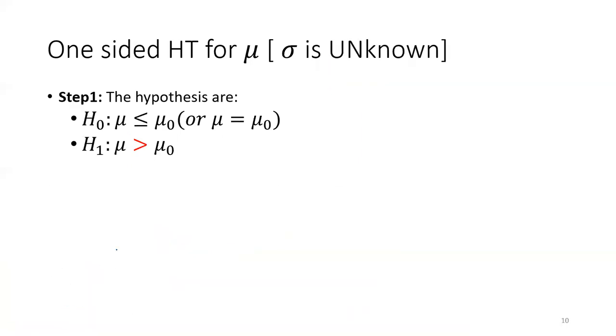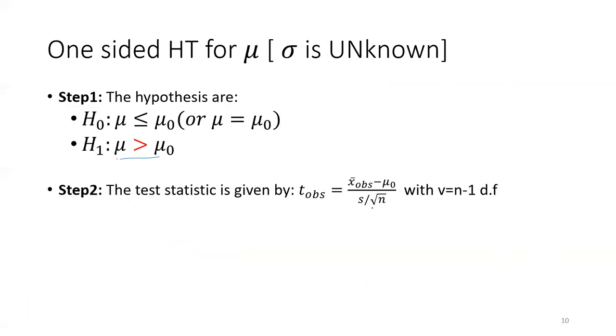sigma is unknown. So we have exactly the same situation for mu greater than or mu smaller than. The only difference, as you might guess, is in calculating the test statistic. Now, instead of z observed or z, we just use t. So this is x bar minus mu 0 divided by s divided by root n. Remember this? It was sigma in previous slides, right?